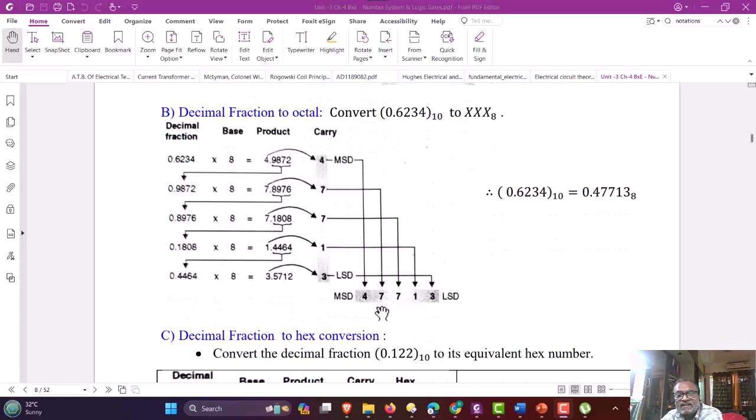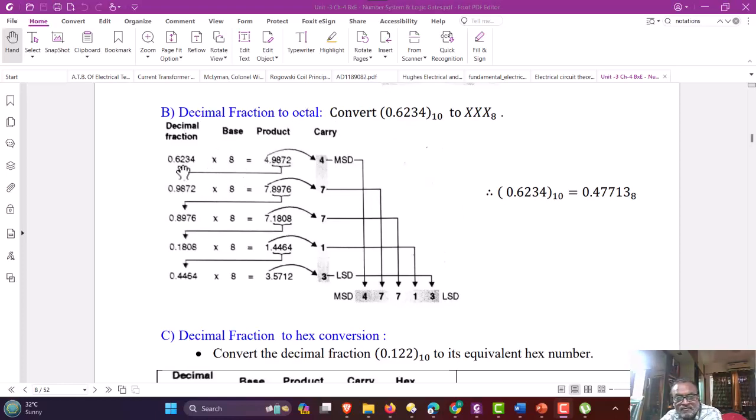Let us take another example. Convert the number 0.6234 to base 8, as shown here. Indirectly they are asking us to convert this fractional portion to an octal fraction. Again the process is the same. We have to successively multiply by the base of the system to which we want to convert. We want to convert to octal, and therefore the base is 8.